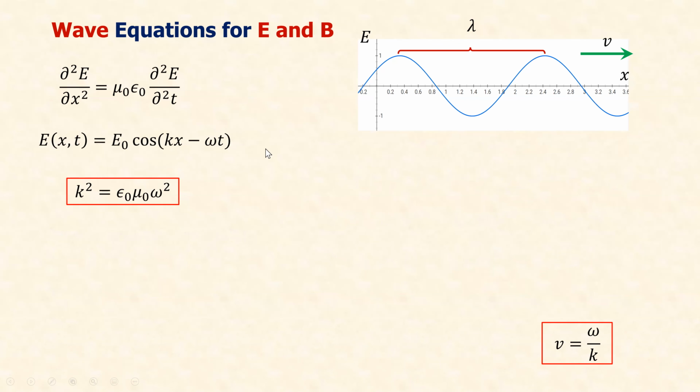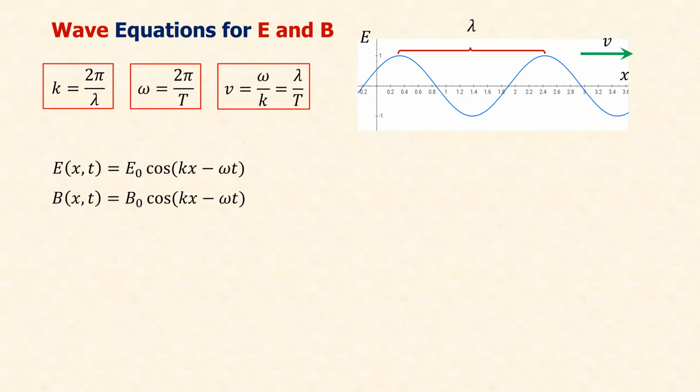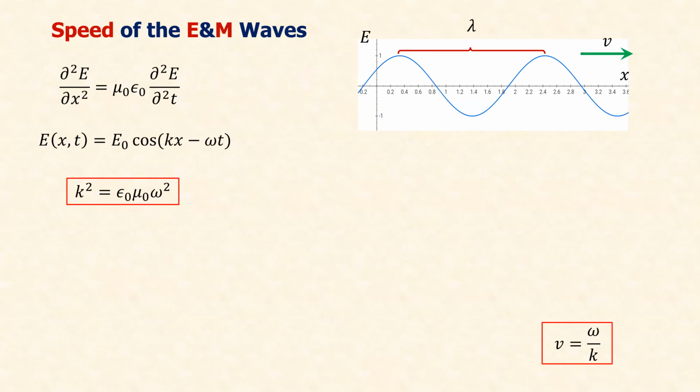So now you know that you have these solutions. If you have kx minus omega t, this is a wave traveling or propagating in the positive x direction. And if you take a positive one, this is a traveling wave propagating in the negative x direction. All right, so both of these are solutions of the Maxwell equations. Okay, any questions? All right, so we get back to this.